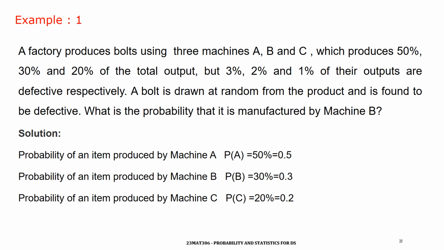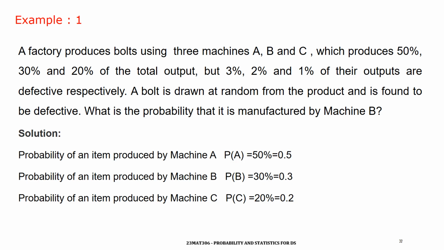So now let us move to example 1. In this example, a factory has 3 machines producing bolts with different defect rates. A defective bolt is selected and we need to find the probability that it was produced by a particular machine. So using Bayes' theorem, we combine the prior probabilities and likelihoods to compute the required probability.